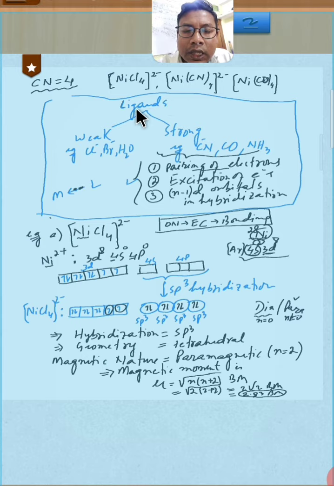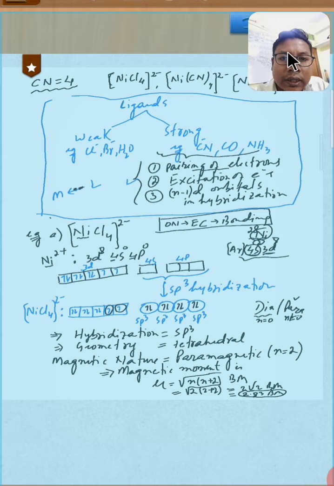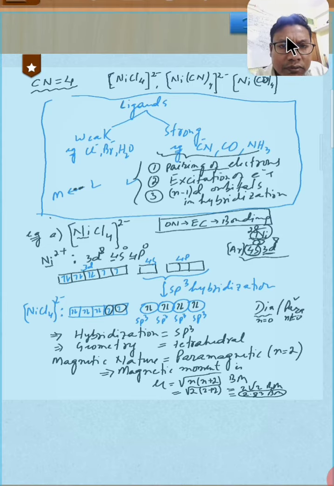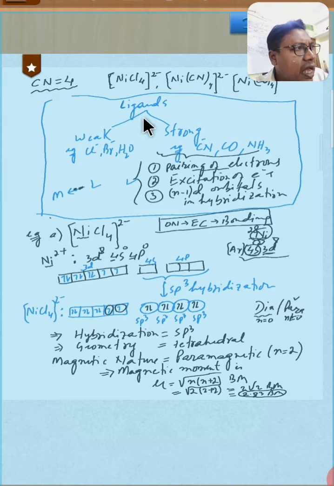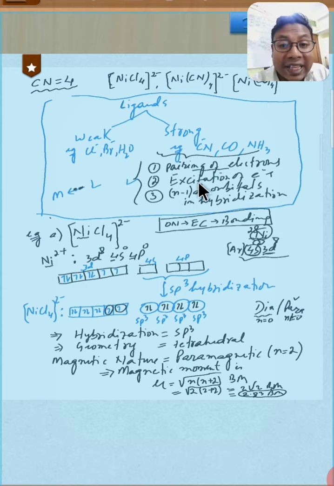Now, before discussing these three complexes, let me give some hints about ligands. These ligands are of two types. Some are weak and some are strong ligands. Examples of weak ligands are Cl, Br, and water, and strong ligands are CN, CO, and NH3. What I'm going to tell is the functions of strong ligands. What can the strong ligands do?